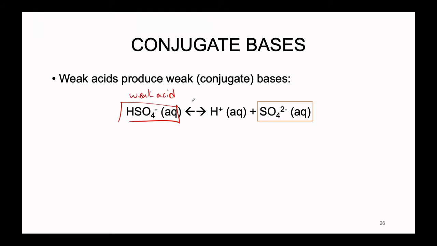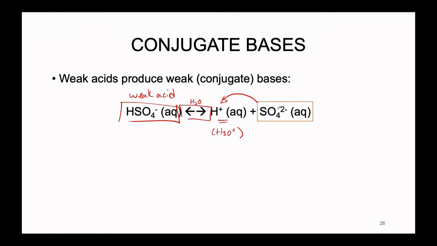In solution, so if we're assuming water is taking part, accepting an H plus from this weak acid, we can see as the dissociation occurs, we have an H plus in solution. This represents our H3O plus here. And now we have an SO4 2 minus left over since the hydrogen has moved onto the water. Now this reaction, as we can see by this arrow here, is reversible.